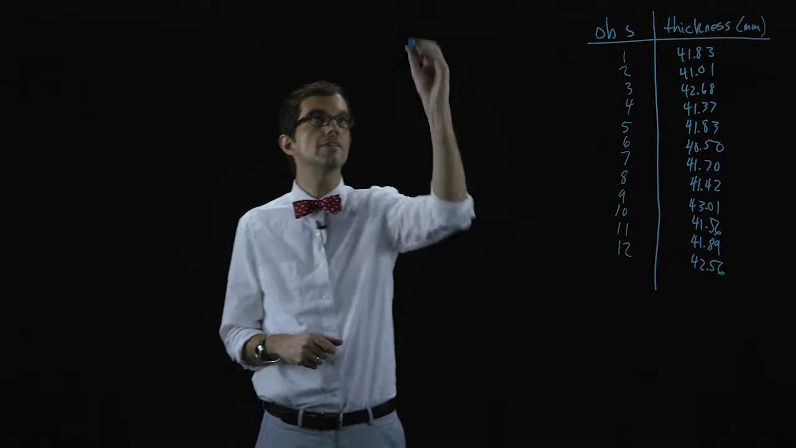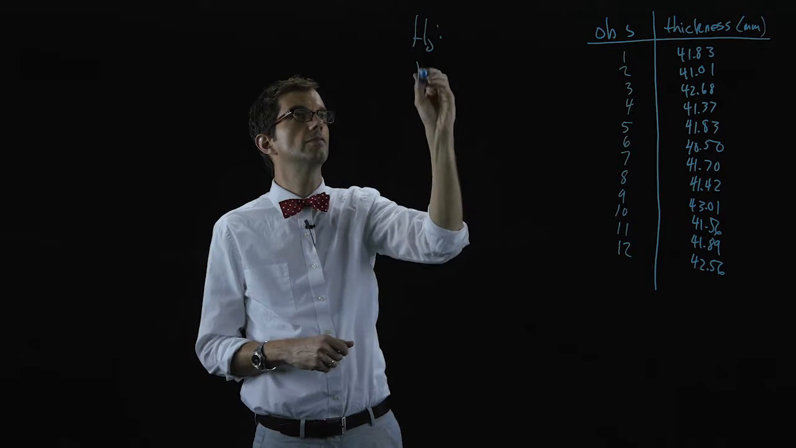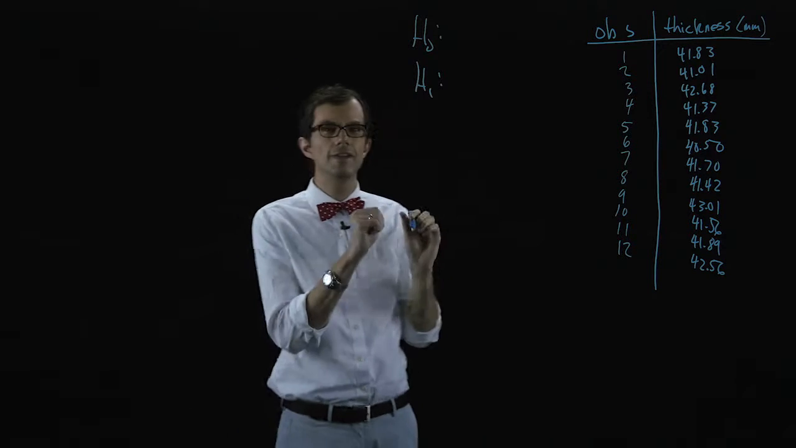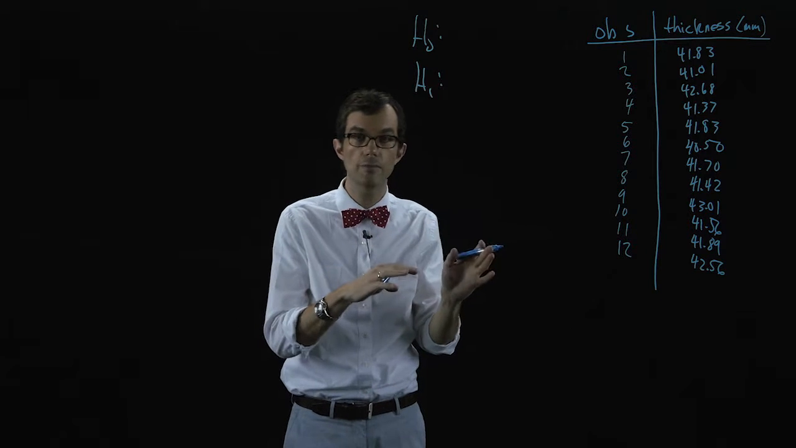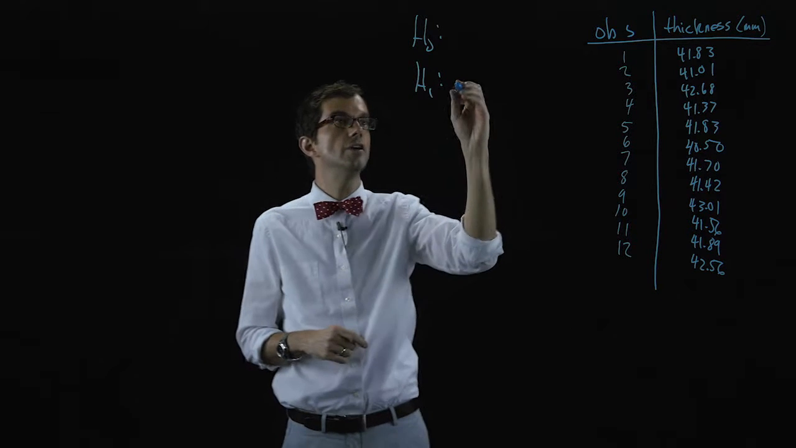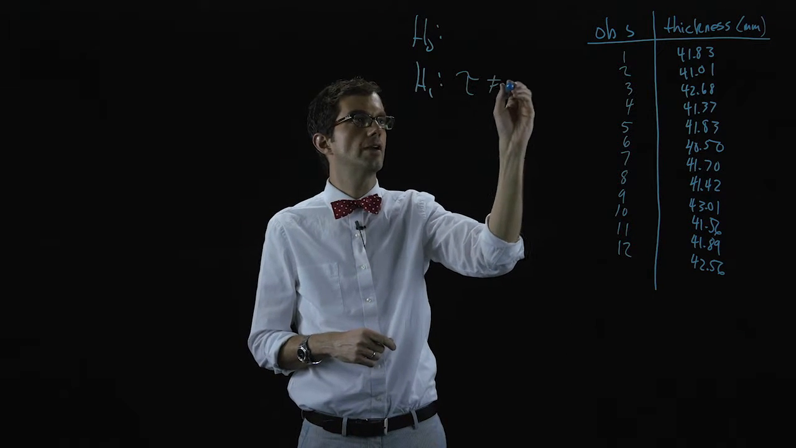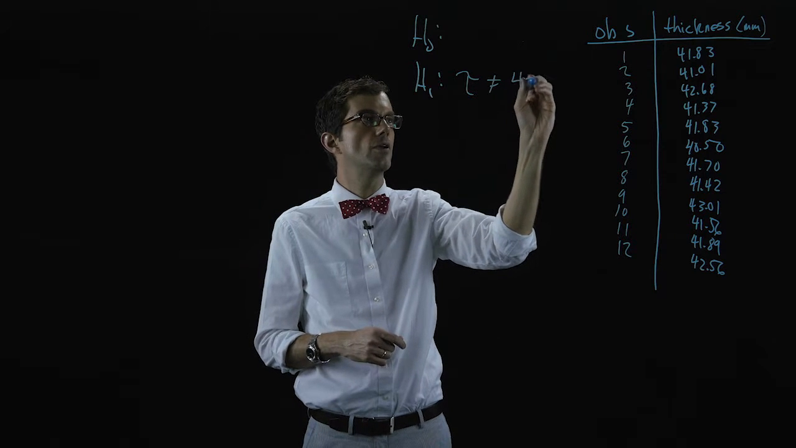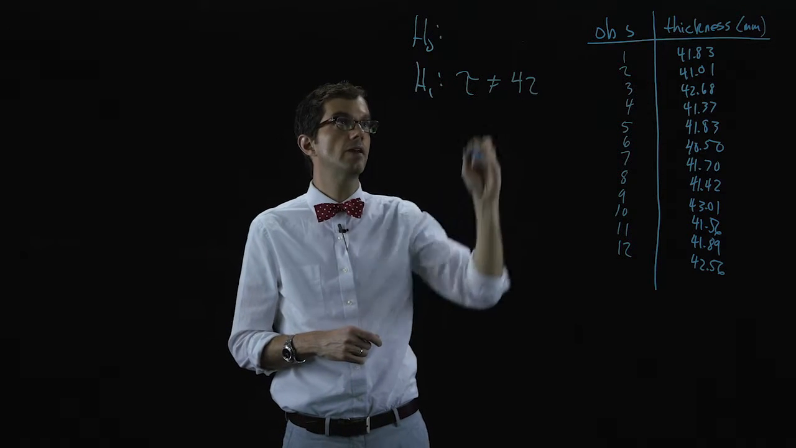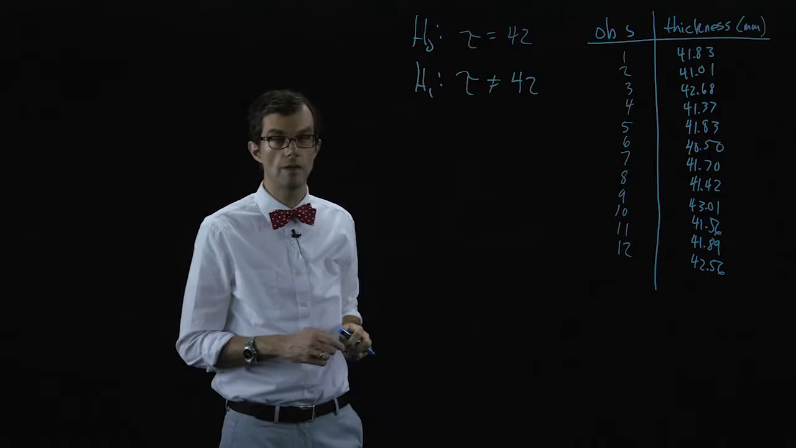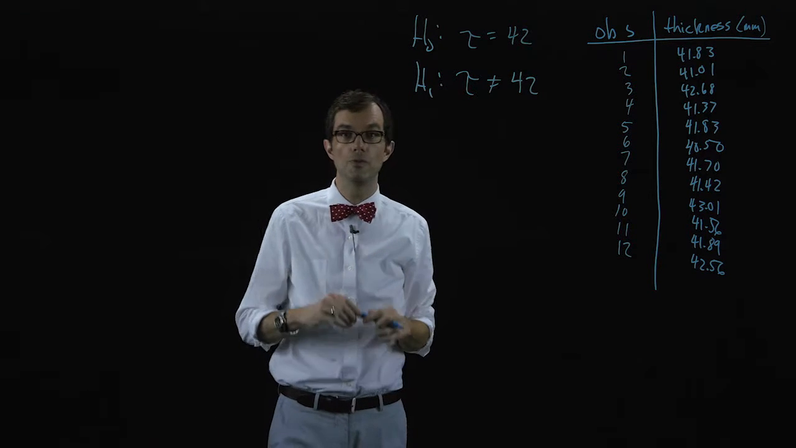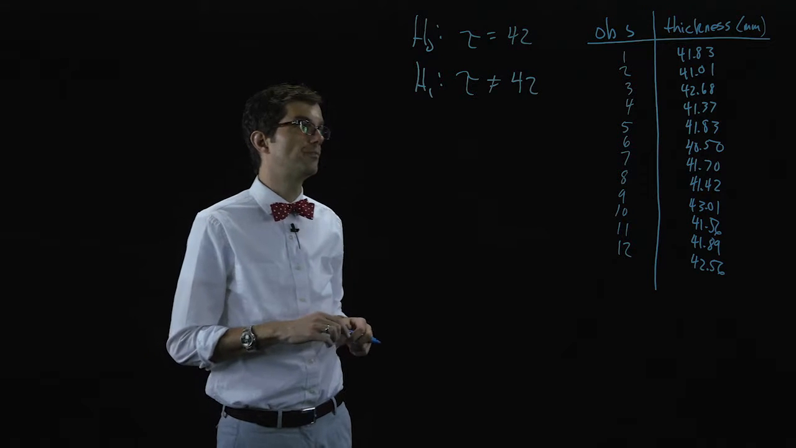Okay, so let's set up the hypotheses. We just want to know, does the median differ from 42 millimeters? Not bigger than per se, not smaller than per se, just differs from. Is this thing different from 42 millimeters? So the equality statement would be strictly equality. Tau equals 42. The median equals 42.